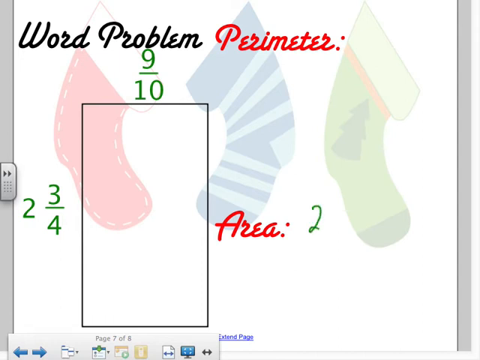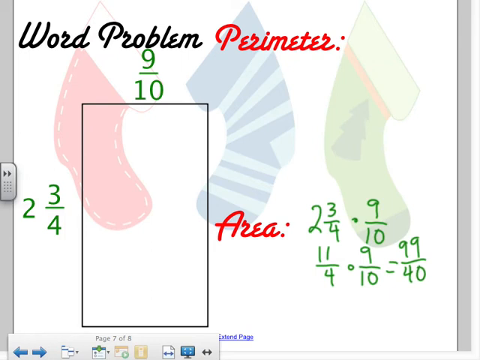So we got 2 3/4 times 9/10. So I need to make 2 3/4 into an improper fraction. So that's 11/4 times 9/10. I look to see if there's anything I can simplify. There's not. So I multiply it together and I get 99 over 40.